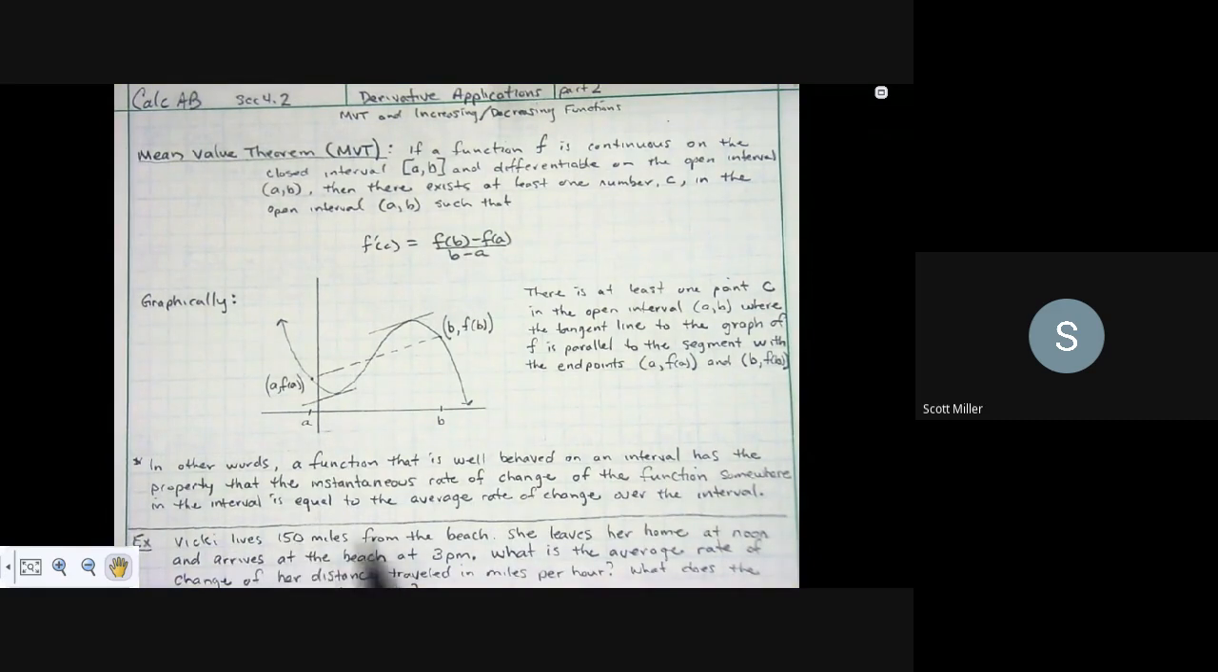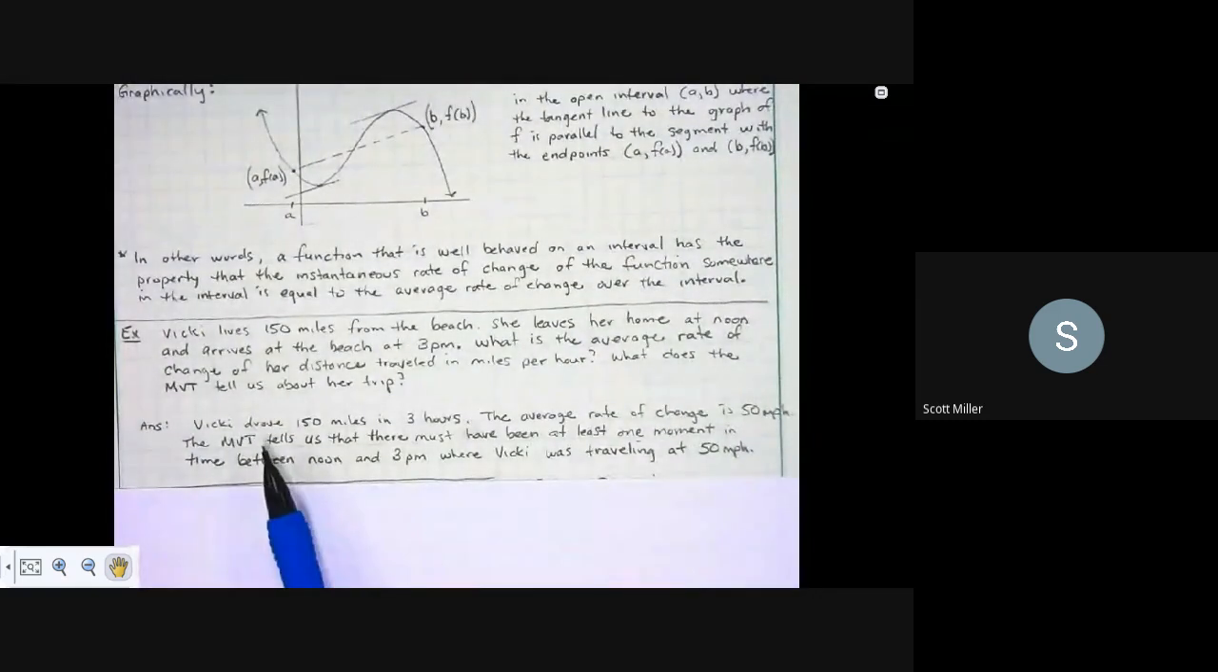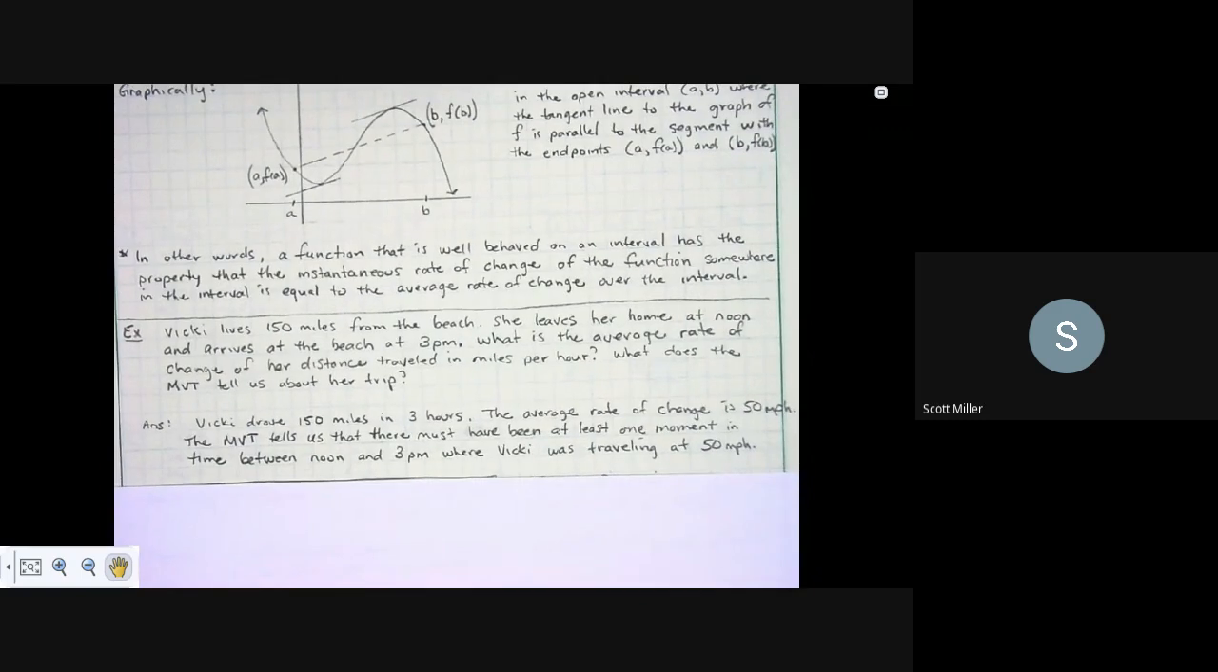If she drives 150 miles, okay, and she leaves at noon, arrives at 3, what is the average rate of change of her distance traveled in miles per hour? What does the MVT, the mean value theorem, tell us about her trip? She drove 150 miles in 3 hours, so the average rate of change is 50 miles per hour. The mean value theorem tells us that there must have been at least one moment between noon and 3 where she was actually traveling 50 miles per hour. That's kind of like a real world example of the mean value theorem occurring.